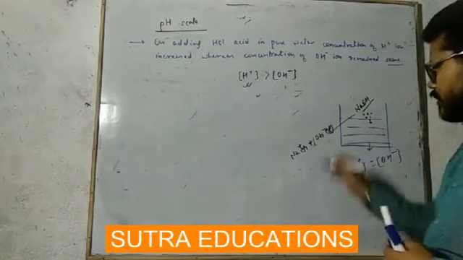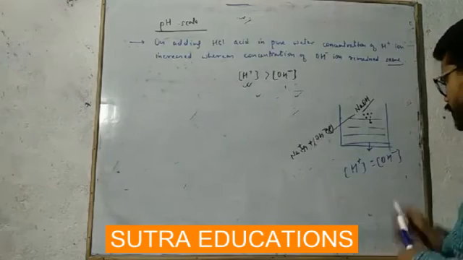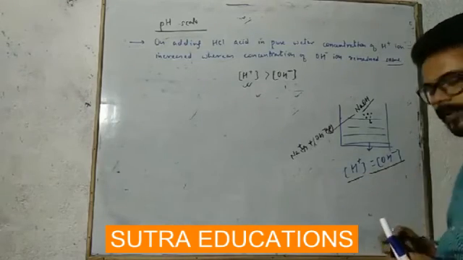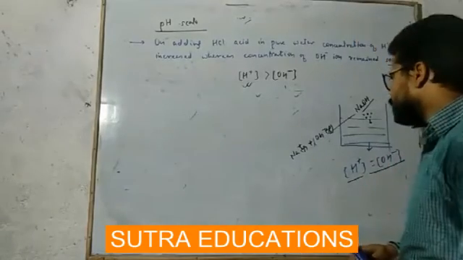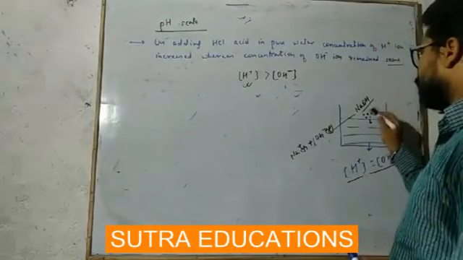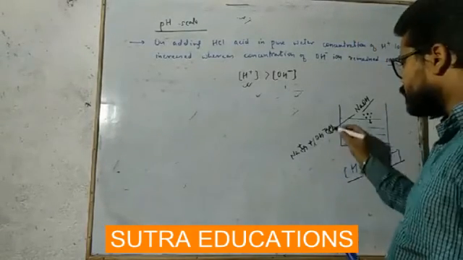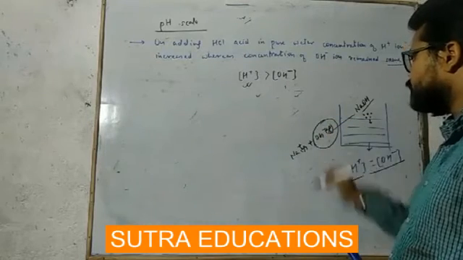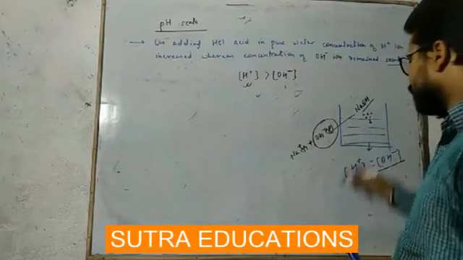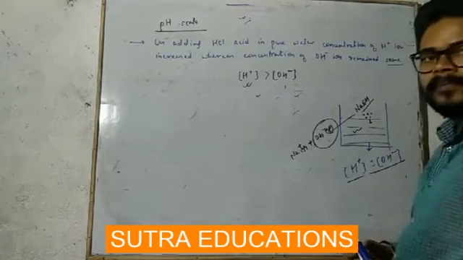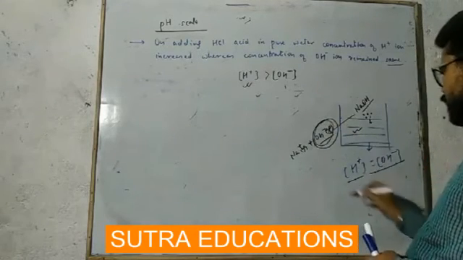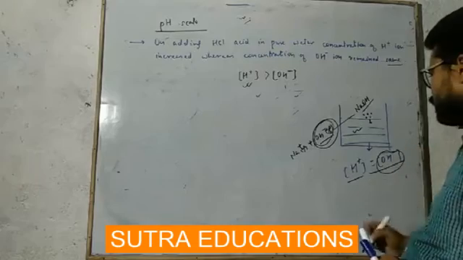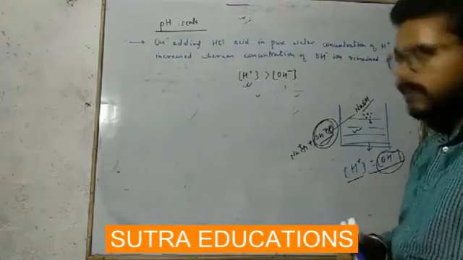Initially, when it was pure water, the concentration of H plus was equal to the concentration of OH minus. But after addition of a base, some extra OH minus is released into it. So the concentration of OH minus will be more, this OH minus plus this OH minus. So the concentration of OH minus will be increased here.